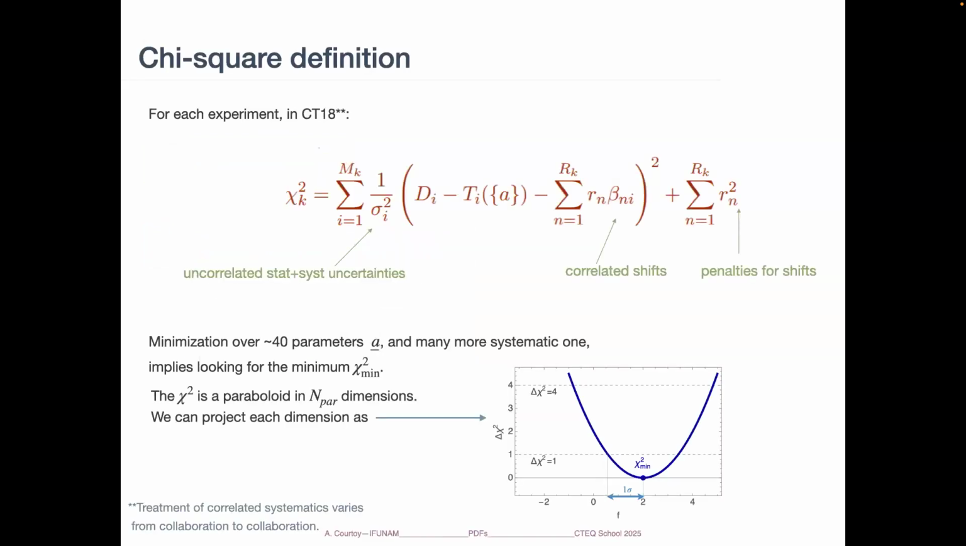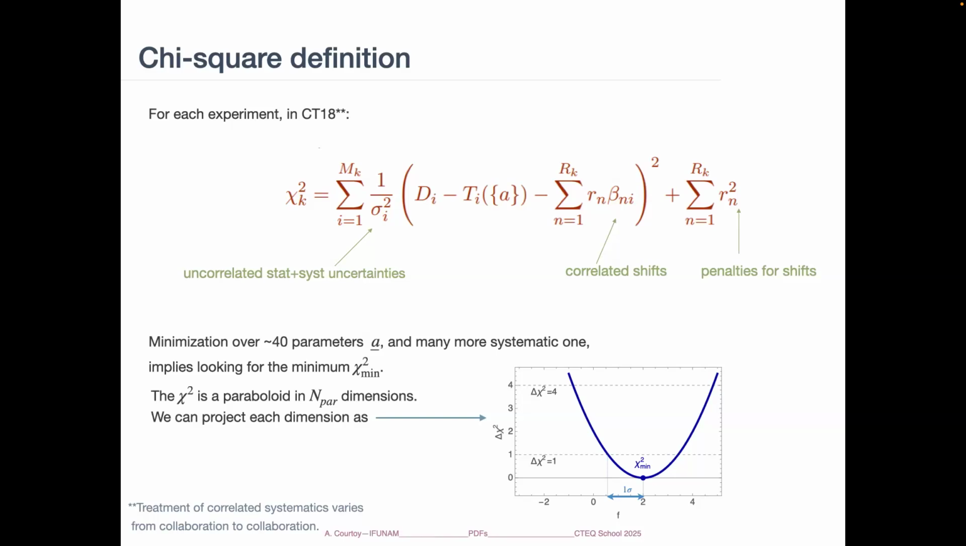In the case of CT18, and I put some stars here because every collaboration has a different way of taking into account systematics, for example, and also some penalties that I did not put here. There will be different things that vary from group to group. So that's what I mentioned before. You have the data and the theory, that depends here on a set of parameters. And then you also have the correlated shifts. So we have here the uncorrelated stat and syst uncertainties, and here you would have a matrix for correlated systematics.